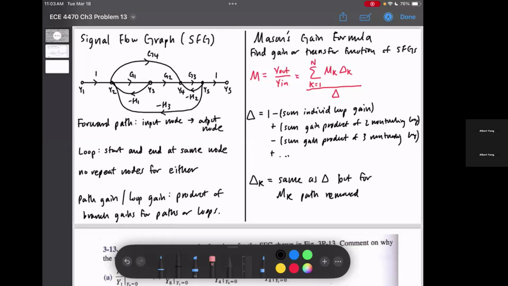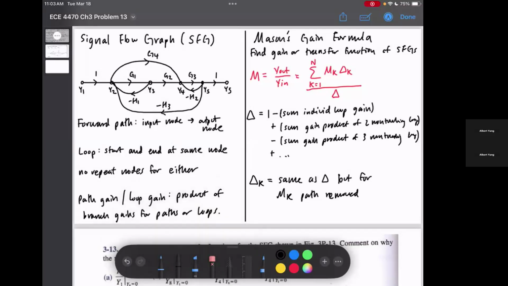I am a student taking ECE 4470, which is Systems 1, and I'm taking it with Dr. Finn Lin. And this video is just going to be an overview of the first major concepts you would learn in his class for control systems. And that would be the signal flow graph and Mason's gain formula.